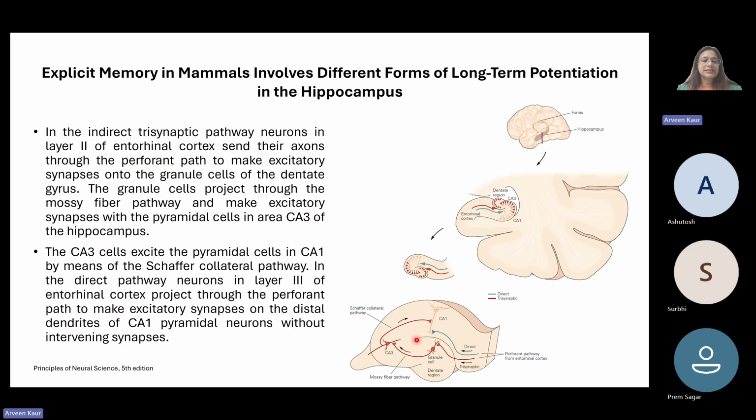Of the dentate gyrus, the granule cells project through the mossy fiber pathway to make excitatory synapses with pyramidal cells in the area CA3 of the hippocampus. CA3 cells excite the pyramidal cells in the CA1 region by means of the Schaffer collateral pathway, and the direct pathway neurons in layer 3 of the entorhinal cortex project directly through the perforant path to make excitatory synapses on the distal dendrites of the CA1 pyramidal neurons without intervening synapses, right?